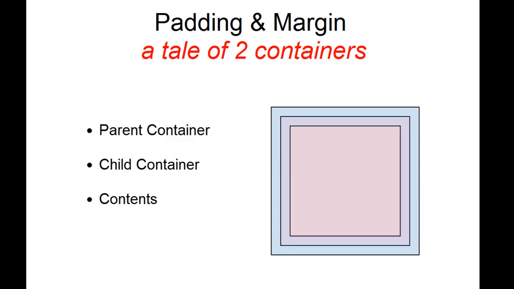So before we get too far, I just want to describe padding and margin for you. The best way to understand padding and margin is to think of two containers and some contents. You've got a parent container, a child container, and contents. In this case, the parent container is represented by the outside line. The child container is the second line with the purple. And the contents is this rose section. So for the purpose of understanding this: parent container, child container, content.